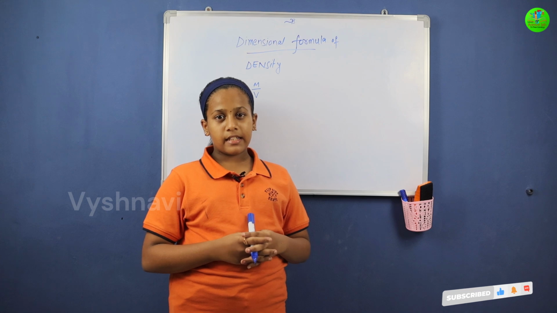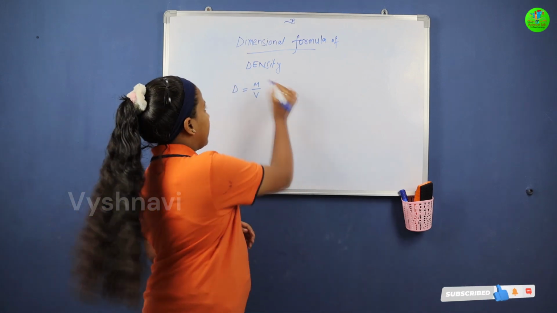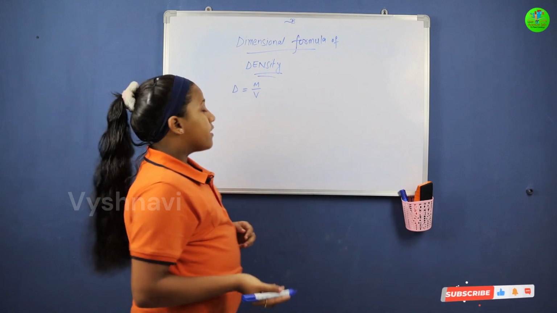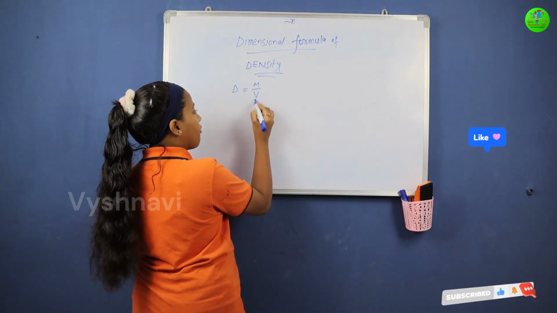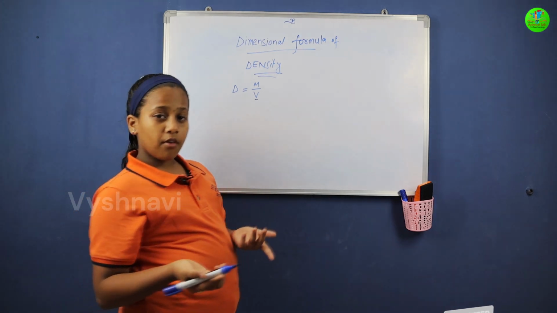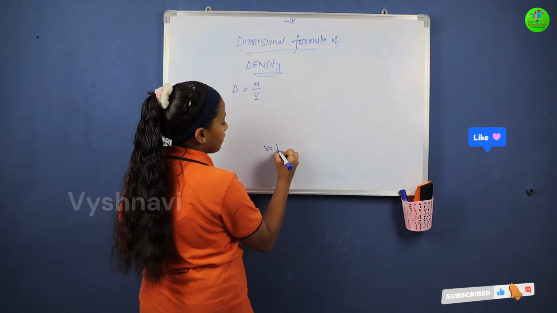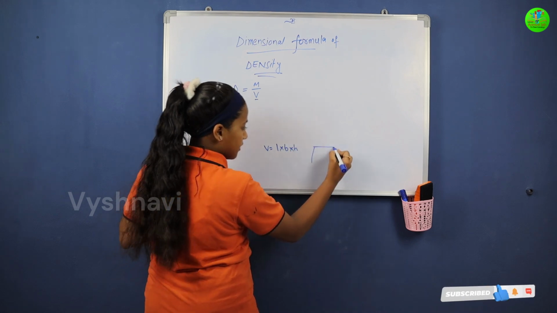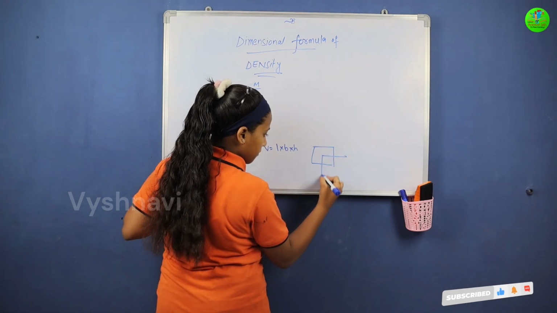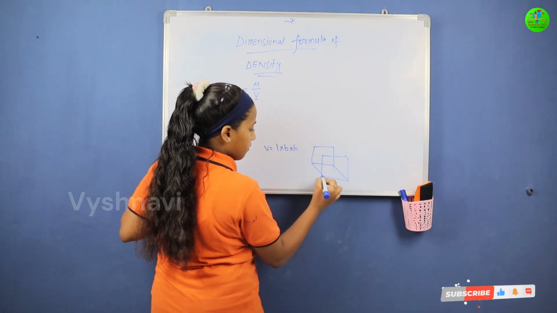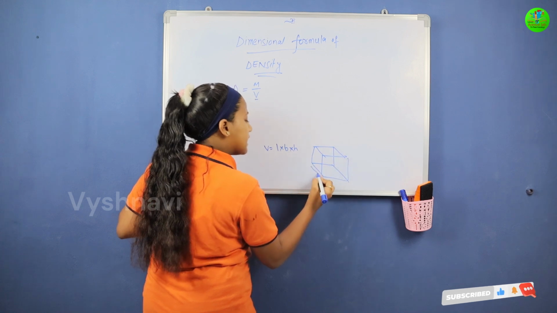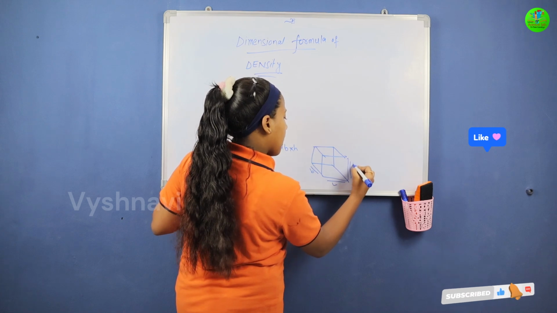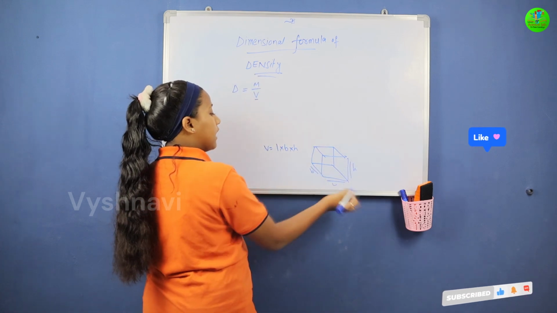And our second one is the dimensional formula of density. What is the formula of density? Mass by volume. What is the formula of volume? Volume is equal to length into breadth into height. See, this is a cube. This is its breadth, length, height. All are the same, no?